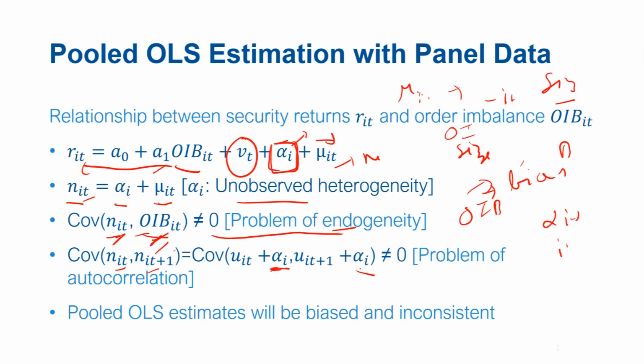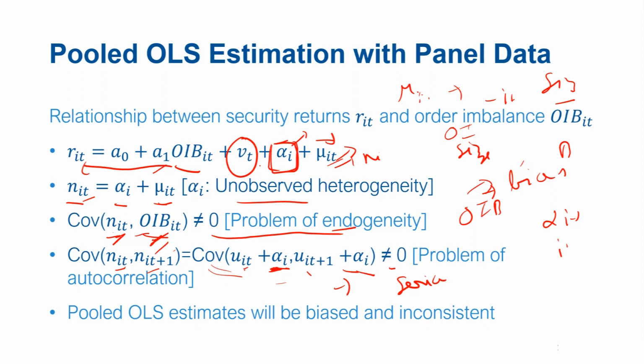Because of this common alpha I, the covariance of eta it and eta it plus 1 is non-zero, despite the fact that in the original errors there may be no serial correlation. I repeat, even if there is no serial correlation in the original error terms mu it, still this alpha I would create some common correlation, and therefore this covariance would not be zero. It will be some finite quantity, and therefore this also introduces the problem of serial correlation in error terms. To summarize, overall the pooled OLS estimates of this panel data will be biased and inconsistent.